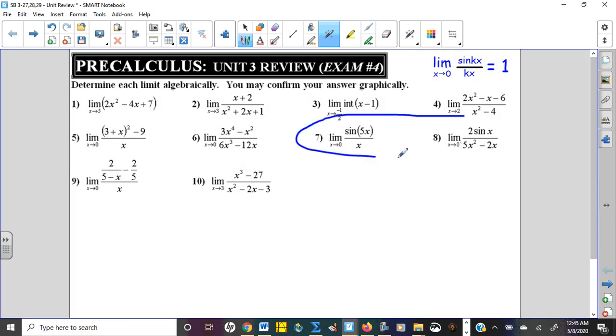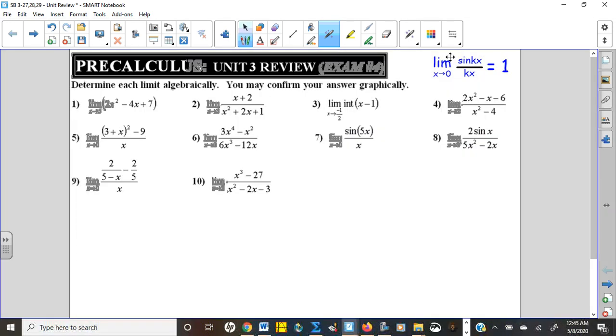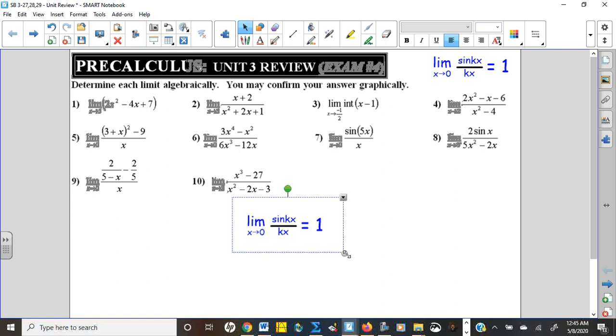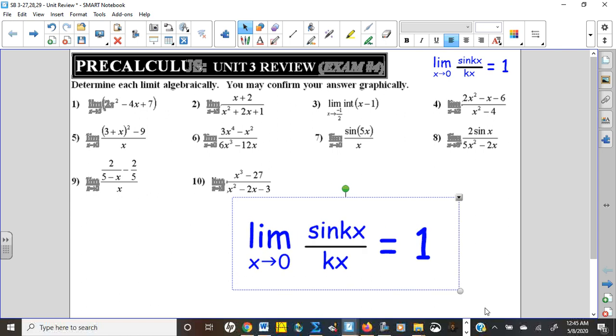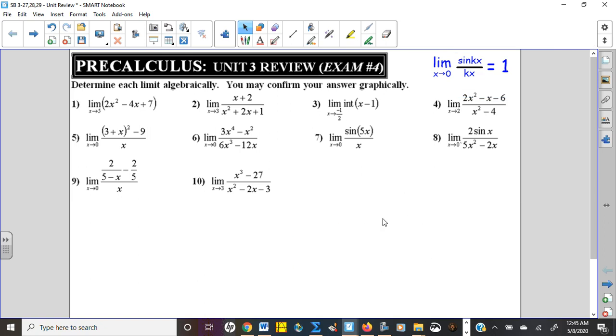On these two right here, with the trig functions, we want to remember a good friend of ours, this little guy right here. You can't ever do this one by substitution, but we know that the limit of sine of kx over kx, as x approaches 0, not in general, but as x approaches 0, is equal to 1. Now remember, sine of 5x over 5x is never actually going to be equal to 1. But the limit as it approaches 0 is. So just a couple reminders there.